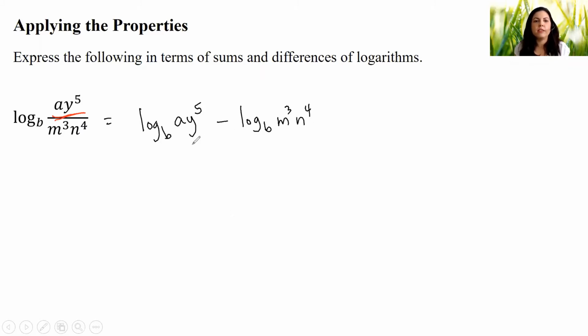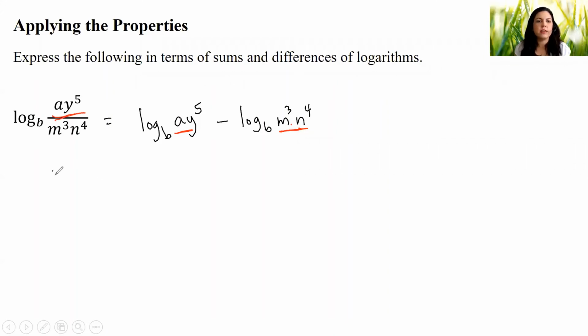And then within each of these logarithms, we have a product. I'm not going to do the exponent yet because the exponent is just with the y. Only y is being raised to the 5th power, not the whole thing. So I don't want to move the 5 to the front yet. Same thing with these exponents. I want to split up this product first and then deal with those powers.